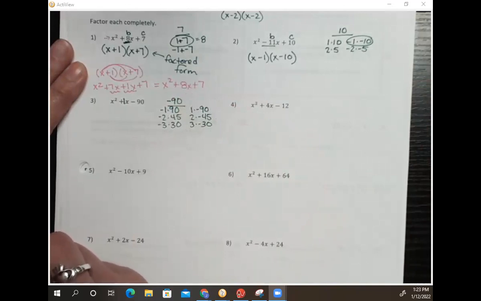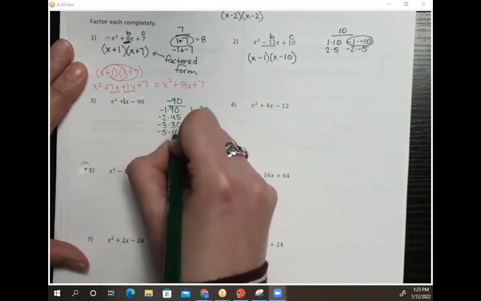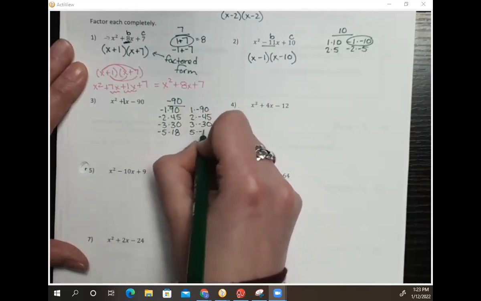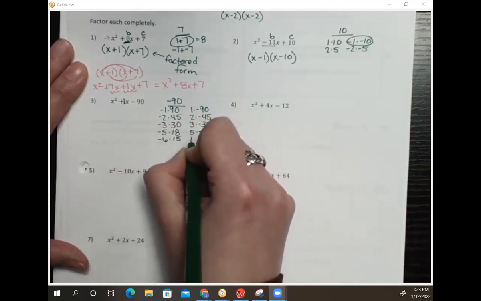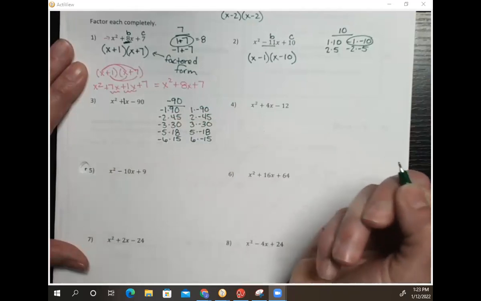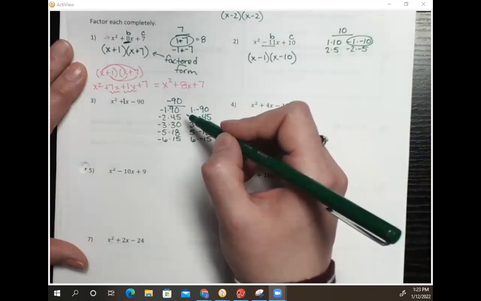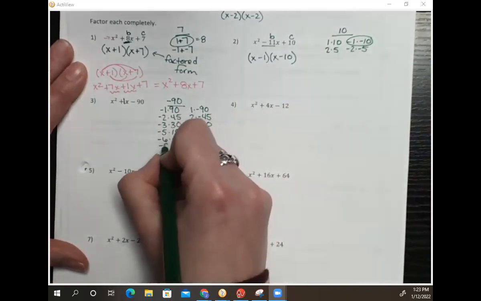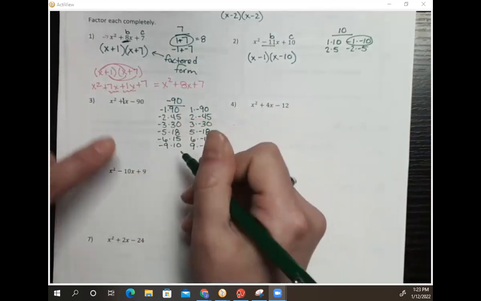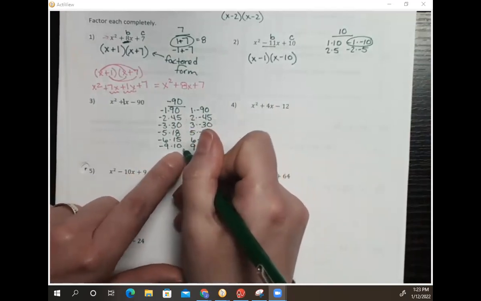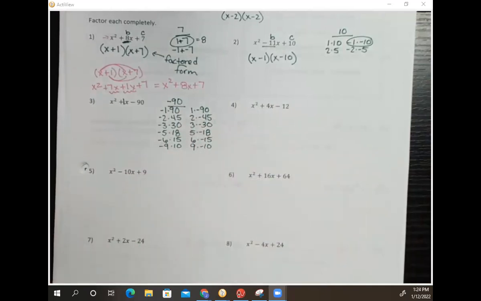4 doesn't work. 90 does not divide evenly by 4, but it does divide evenly by 5. Negative 5 times 18 or 5 times negative 18. Negative 6 times 15 or 6 times negative 15. 7 is not a factor of 90. 8 is not a factor of 90, but 9 is. Negative 9 times 10 or 9 times negative 10. 10 is a factor of 90, but I already have it listed. So once I run into numbers that are already listed, we can stop because we've got our whole list.